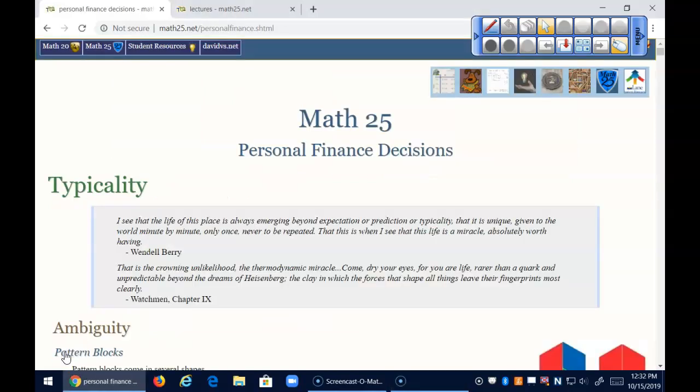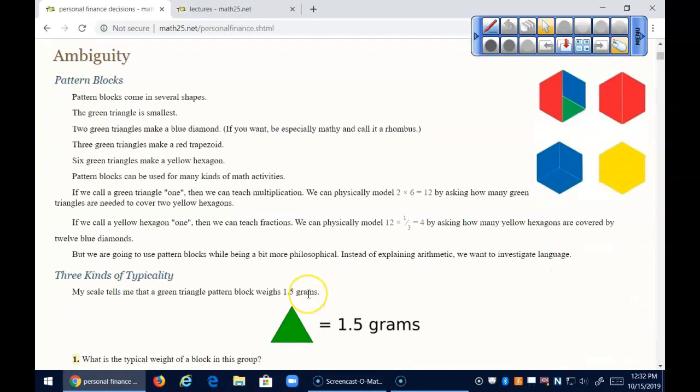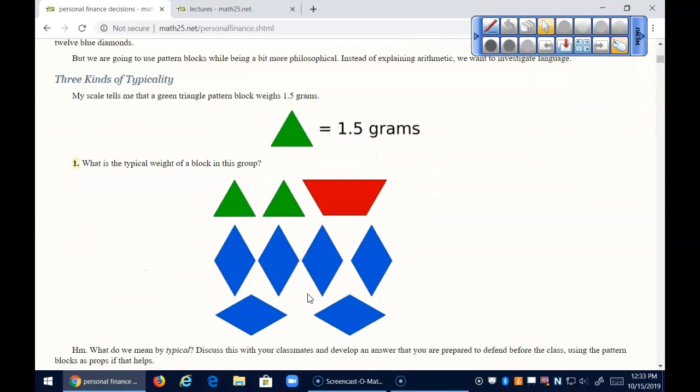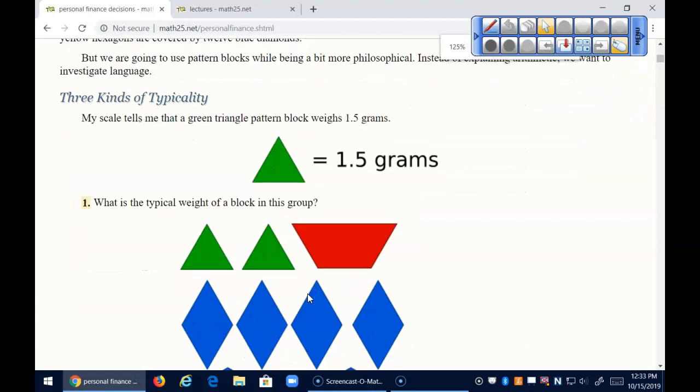Okay, so we're going to start with typicality and wonder about these pattern blocks. So I have here an electric scale that's much more fine than the one we used when finding yield percents in class. And I have our big box of pattern blocks again. So if you are kinesthetic, feel free to come up and grab a handful of pattern blocks. And my question is, assuming that a green triangle weighs 1.5 grams, which it pretty much does, then here's a group of pattern blocks. Let's make this bigger.